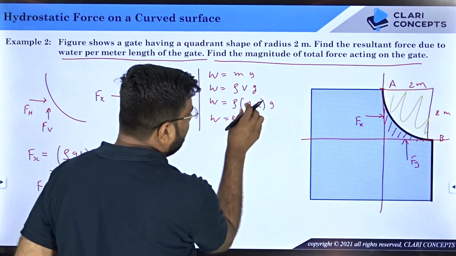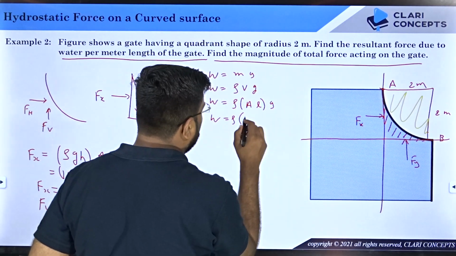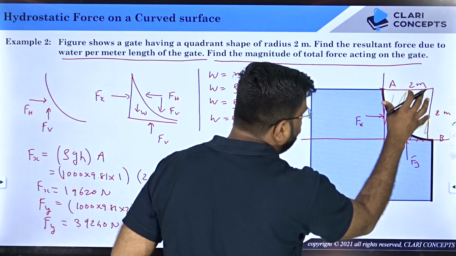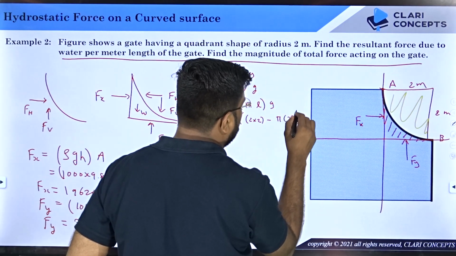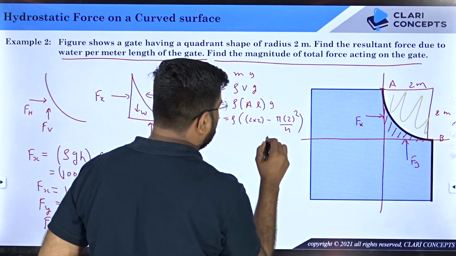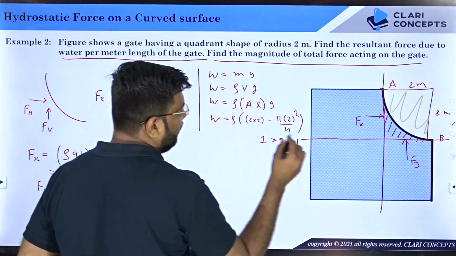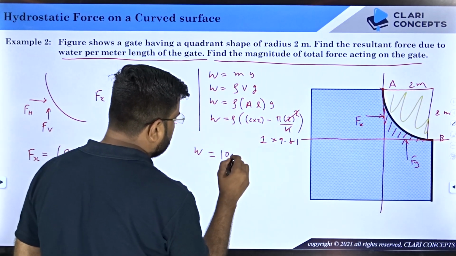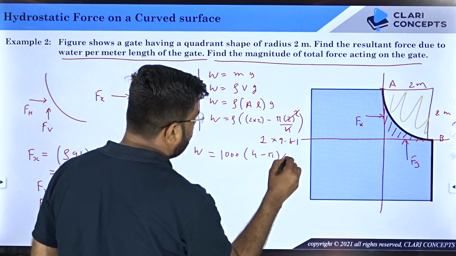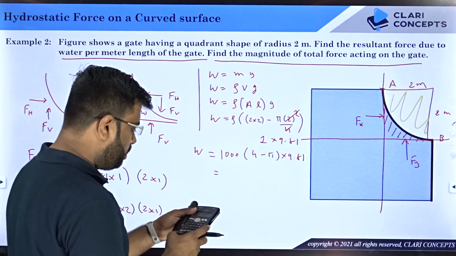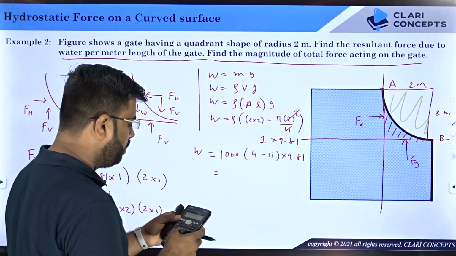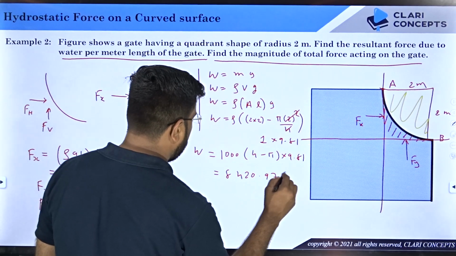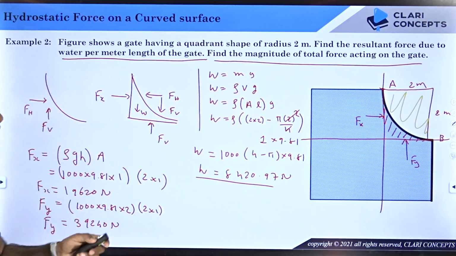So what I will do? Area that I am looking for is, let's say, 2 into 2 minus pi r square by 4, the fourth of a circle, right? So pi, where r is 2 meter, pi r square by 4 is the area, and length is 1 meter as it is. g is 9.81 and you can replace rho with density 1000. You can cancel out the 4. So your remaining is density 1000 into 4 minus pi into 9.81. So let us calculate. 1000 into 4 minus pi into 9.81. You will get 8420.97 newtons. Once you got W, Fx and Fy, you have almost done all the calculations.